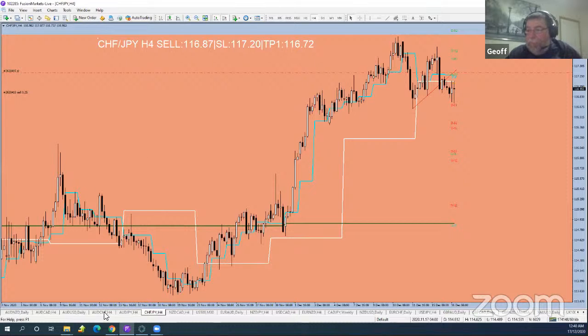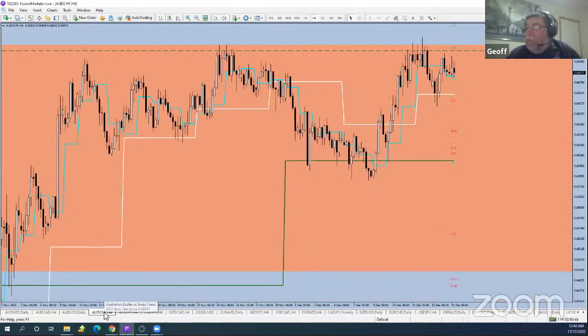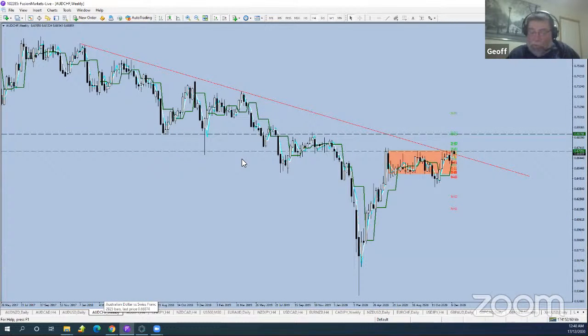Watch list. Haven't done watch list. Aussie Swissy, for the same reasons as I just gave you on Swissy yen, I'm also looking to trade Aussie Swissy short. Now, the Aussie had a pretty big run, but as you can see against the Swissy, it's gone into consolidation again below a key level, which is, of course, this support area here, this resistance area here.